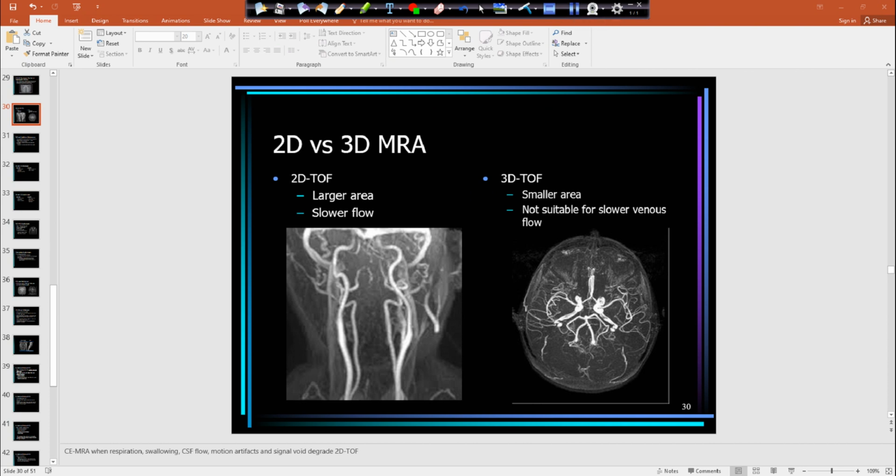Alright, so 2D time of flight is good for larger areas like the carotids and slower blood flow, and then 3D is for smaller areas like the circle of Willis. Sometimes if the patient can't get contrast, they do a 2D time of flight of their carotids, and then sometimes they just do a 3D right at the bifurcation of those carotids, where it goes from the internal to external carotids, to help visualize that area, because a lot of times that's where the stenosis or the pathology is going to be. So they'll do a 3D through that particular area.